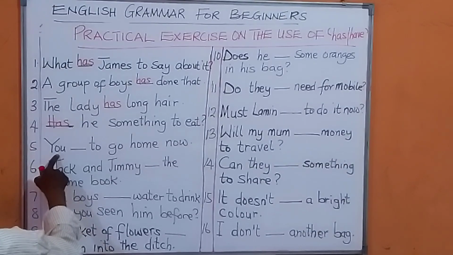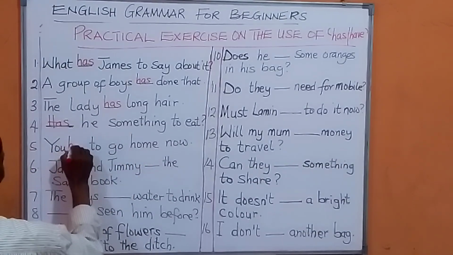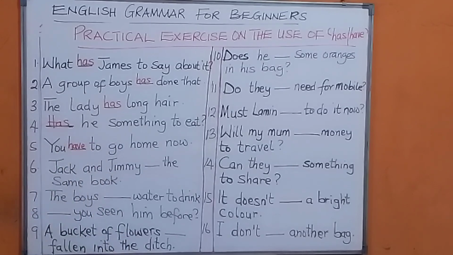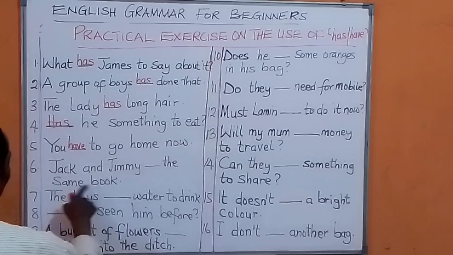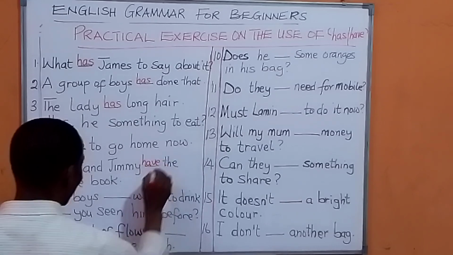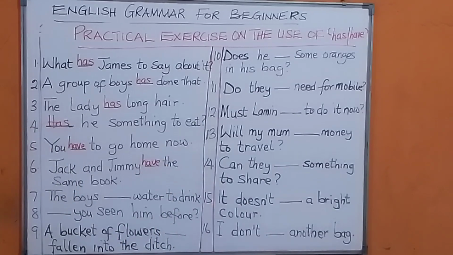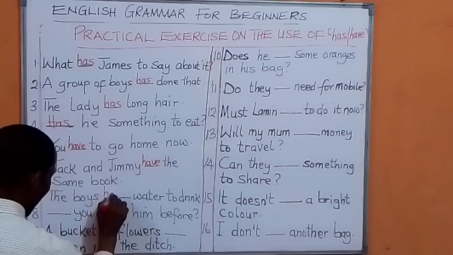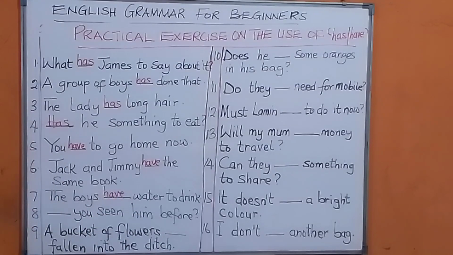Next one, you have to go home now. Jack and Jimmy have the same book. Jack and Jimmy is two now, so it's going to have. If it's only Jack, you say Jack has or Jimmy has, but now you have two people. Jack and Jimmy have. The boys, plural, have water to drink. If it's the boy, you say has.